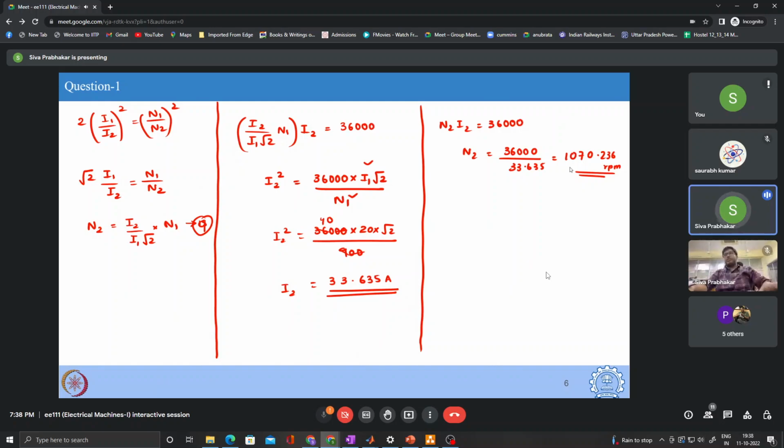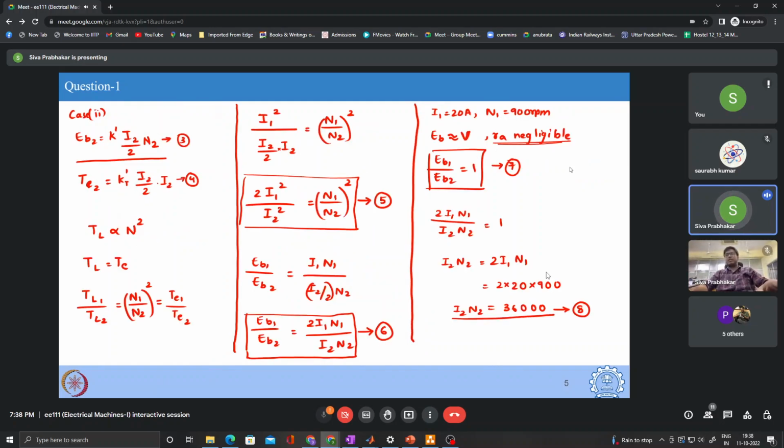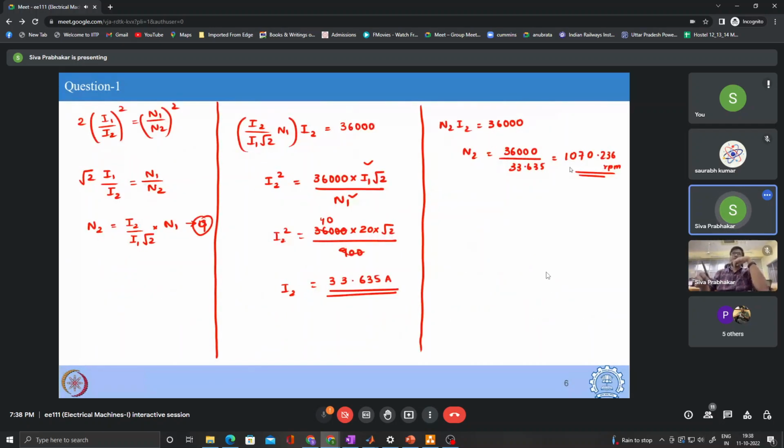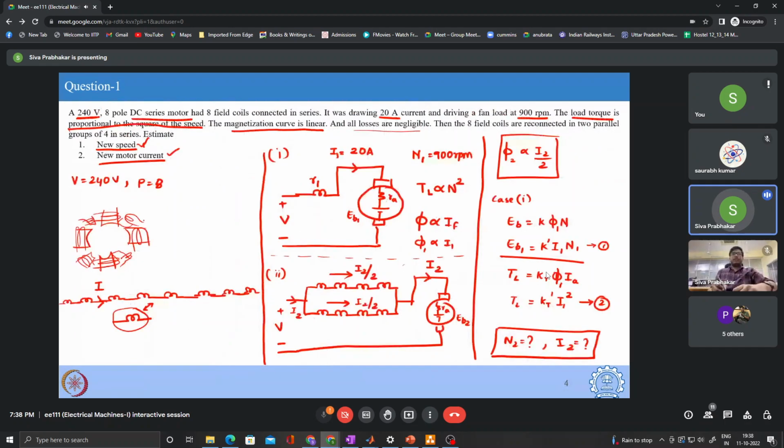So, is there any doubt in this question? I'm just substituting the values after finding out the relationships. So in this particular question, it was given that initially the series windings of the 8 poles are connected in series, that the series field winding was connected in series to get a single series resistance so that the field current is the same as that of the armature current. So a single current flows through all the circuit.